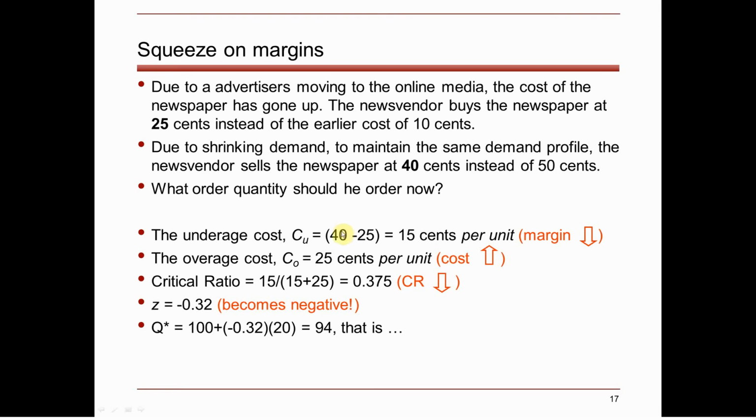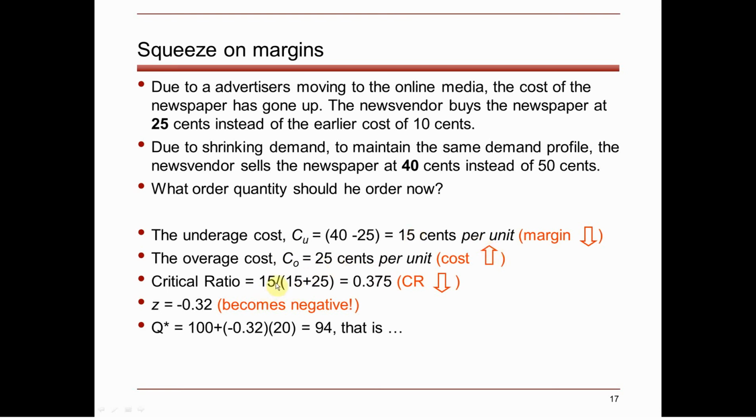We sell the newspaper for 40 cents, right? But now we pay 25 cents. So we actually have an underage cost of 15 cents per unit. So for every paper that we could have sold but we didn't have, we had an opportunity loss of 15 cents, or a potential profit of 15 cents. The overage cost is now 25 cents per unit because, again, we have to pay for that newspaper and we don't get anything back if we have too many. So here, the overage is more than the underage.